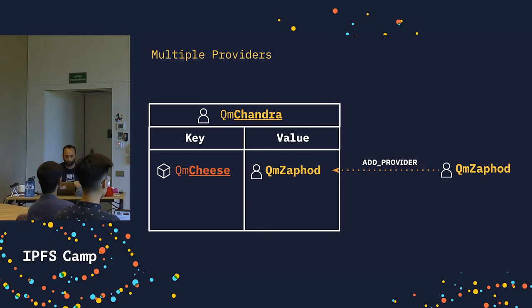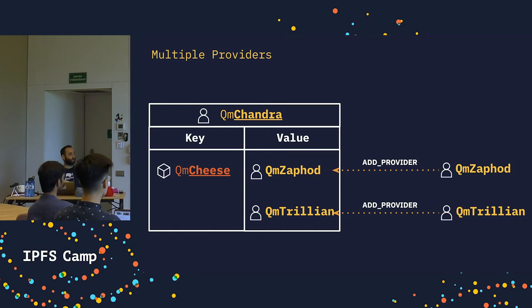Also, if content gets popular in the network, then multiple peers will be able to provide that same block. So you might tell QM Chandra that you can provide QM cheese by sending them this add provider message. And then another peer, QM Trillion, also has that block. So they too tell QM Chandra, I can provide this block. So now we have more than one peer telling another that they can provide it.